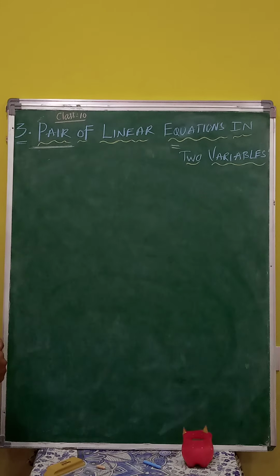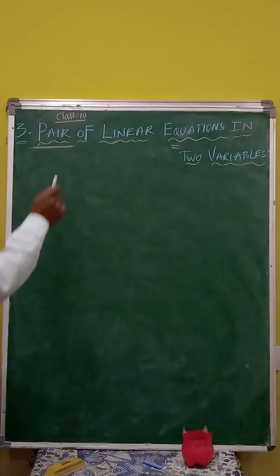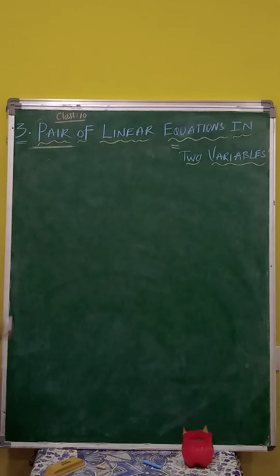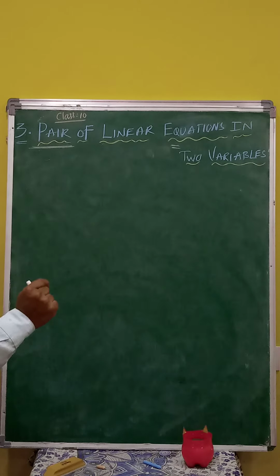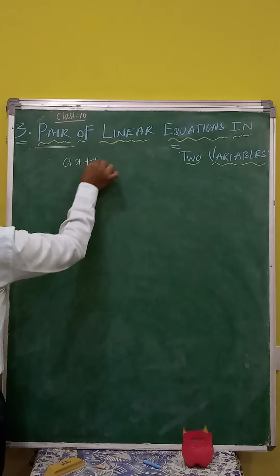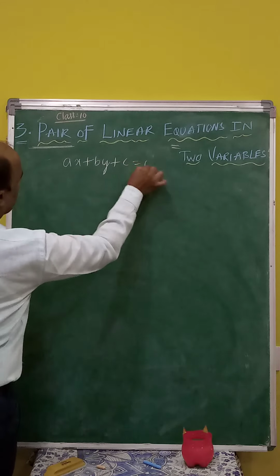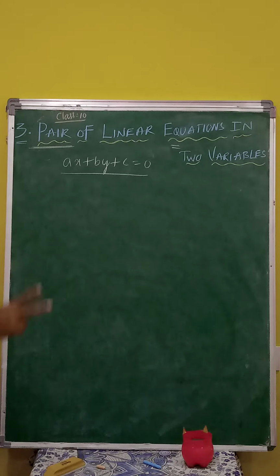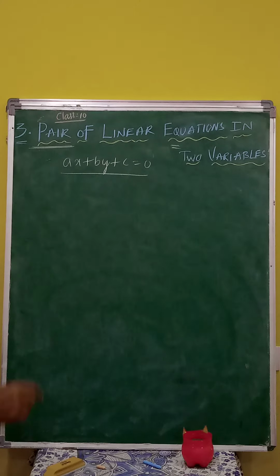A pair of linear equations is also called simultaneous linear equations or system of simultaneous linear equations. That you have to remember. Simultaneous linear equations in two variables or system of linear equations in two variables. Now I will go for the solution. One solution, that is, we know ax plus by plus c is equal to 0. It's a linear equation in two variables. Here I am selecting only ax plus by plus c is equal to 0.